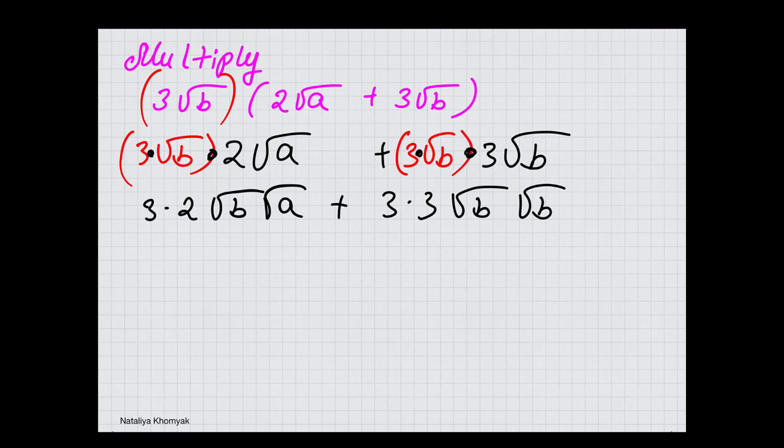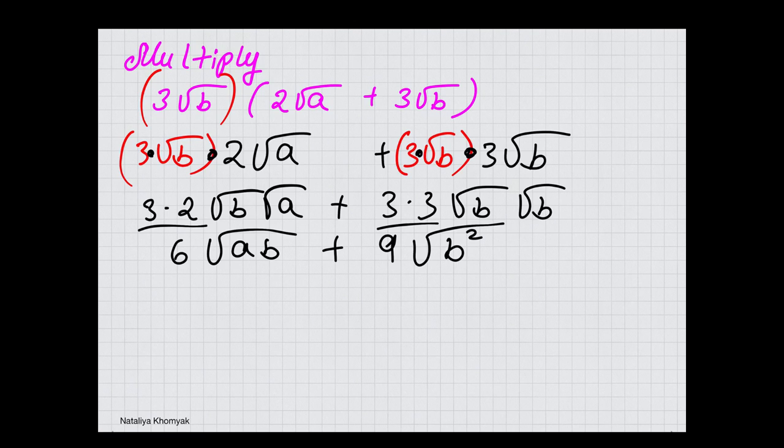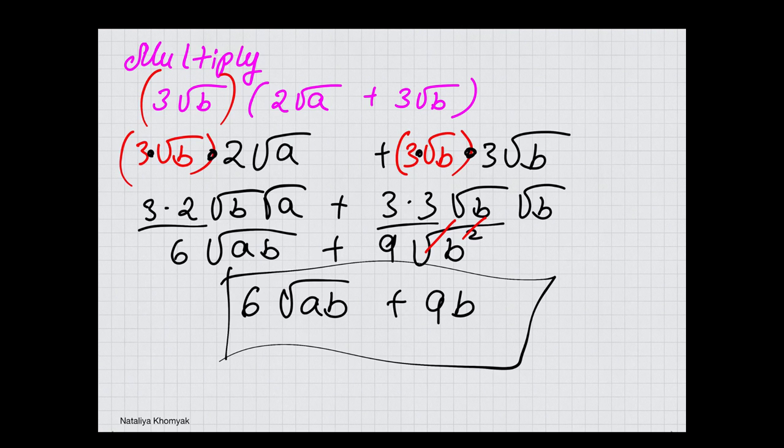Now I'm going to multiply. 3 times 2 we have 6 square root of AB plus 3 times 3 we have 9 square root of B times B, which is B to the second. Second power and square root will cancel. So we have 6 radical AB plus 9B. And this is my solution.